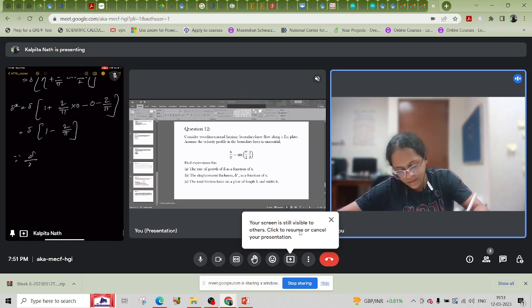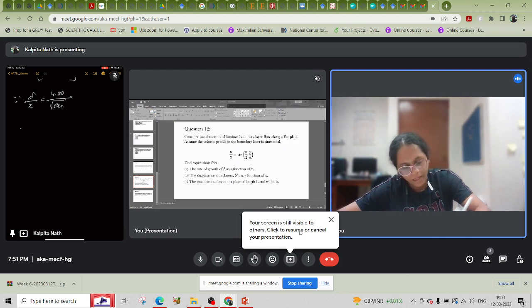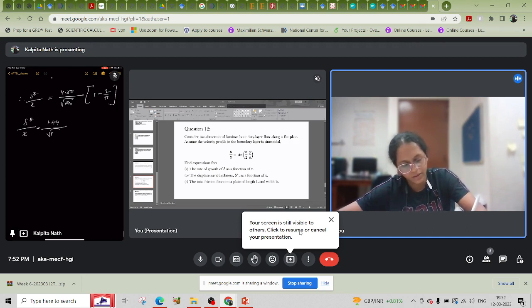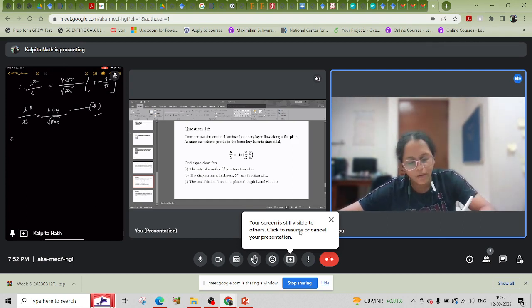Since delta by x is equal to 4.80 by root over Reynolds number, this we already know. Therefore, delta star by x for laminar flow is delta by x, which is 4.80 by root over Reynolds number, times 1 minus 2 by pi. So delta star by x is equal to 1.74 by root over Reynolds number. This is the answer of B. Okay, now the answer of C.